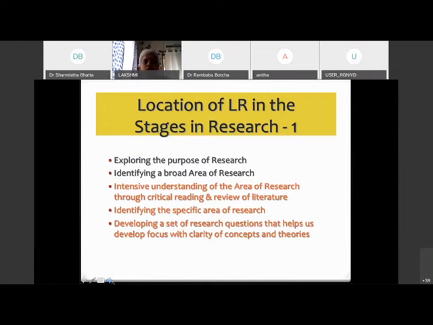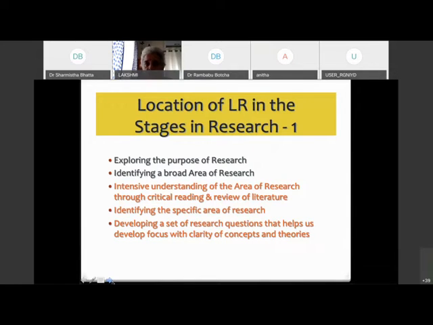Right. So the location of literature review within the stages of research. How do we locate it? When you're exploring the purpose of research and identifying a broad area of research, an intensive understanding of research requires you to do a lot of critical reading and also do a review of literature. So you do your critical review through a literature search and then the literature review. That's the sequence that you follow. Using this, you identify your specific area of research much more clearly, in the sense you start with a very broad topic, but you zero in on exactly what it is that you want to do based on a review of literature.